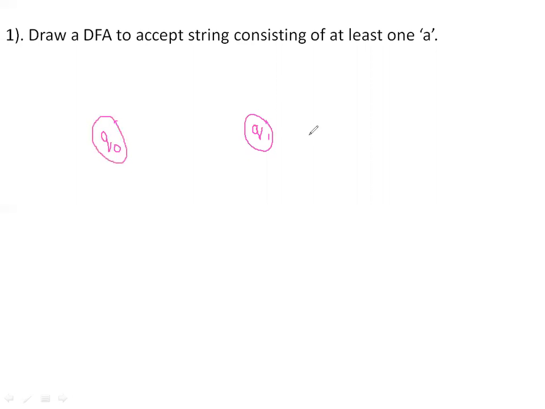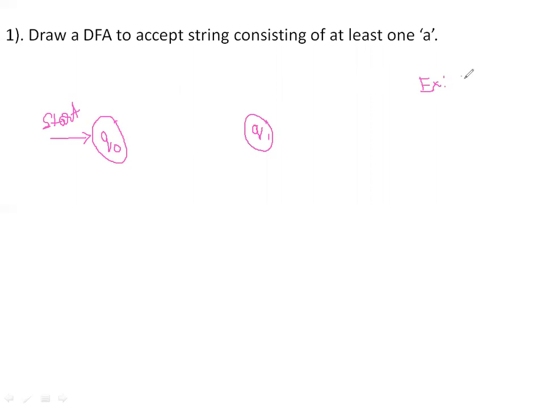So Q0 and Q1 we got. Out of these two states, one should be made the start state initially. So I will make Q0 the start state. What is the gesture of the start state? A labelled arrow mark with start. This is the gesture of a start state. Okay, fine. So let me take an example.